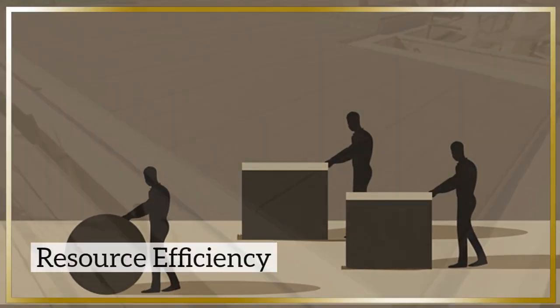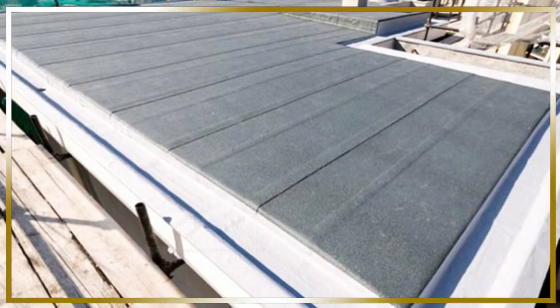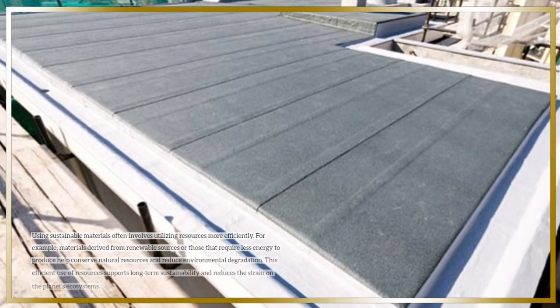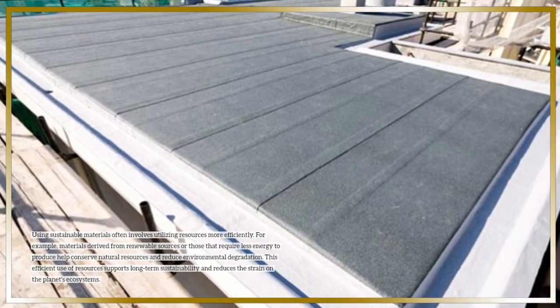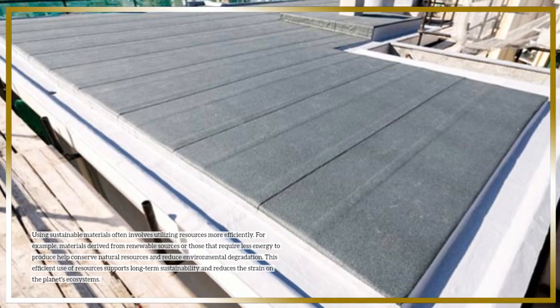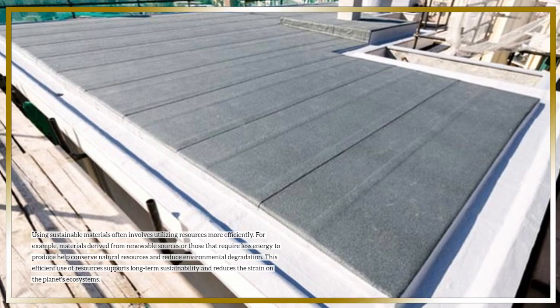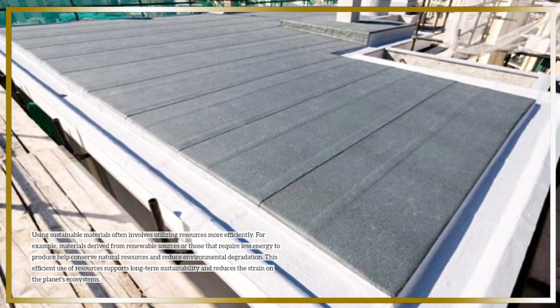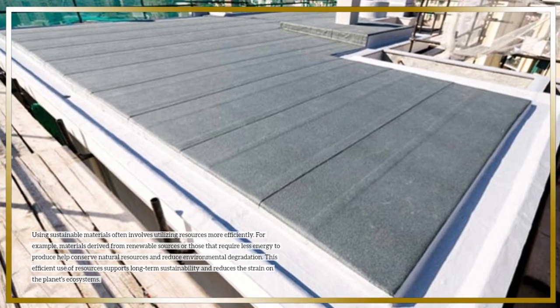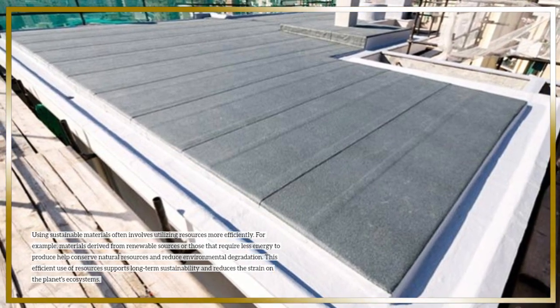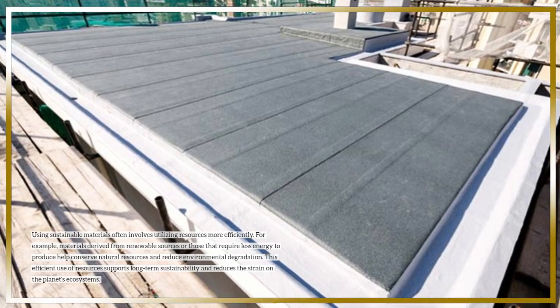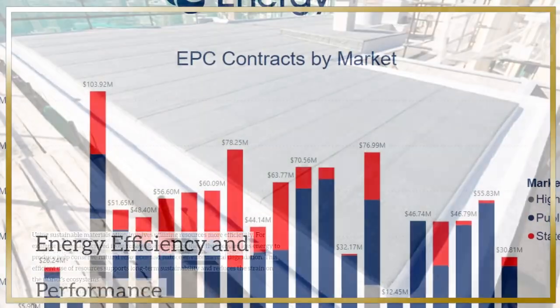Resource efficiency. Using sustainable materials often involves utilizing resources more efficiently. For example, materials derived from renewable sources or those that require less energy to produce help conserve natural resources and reduce environmental degradation. This efficient use of resources supports long-term sustainability and reduces the strain on the planet's ecosystems.